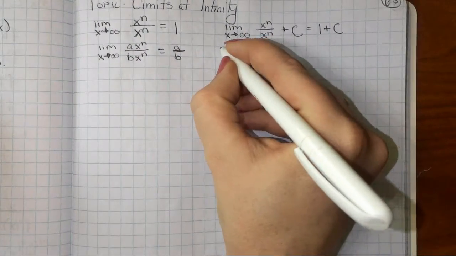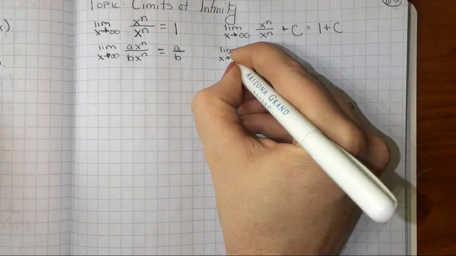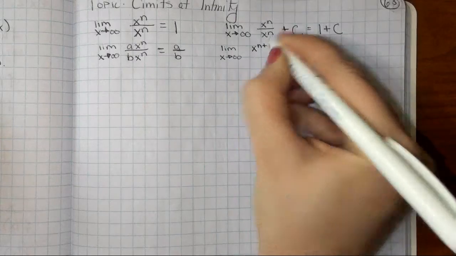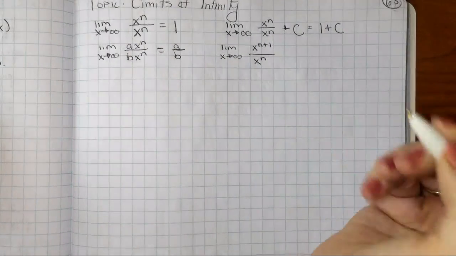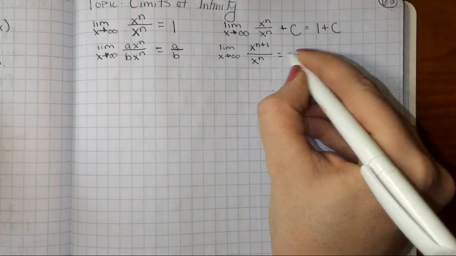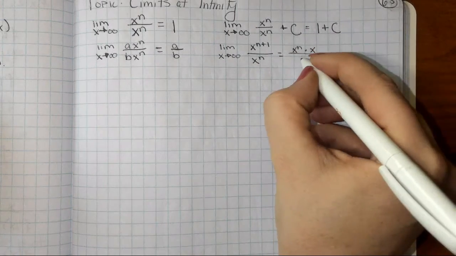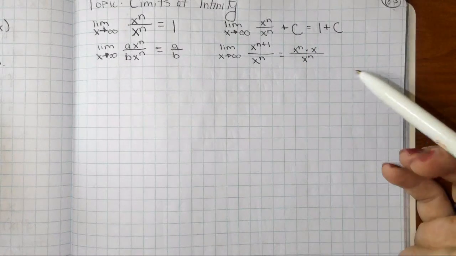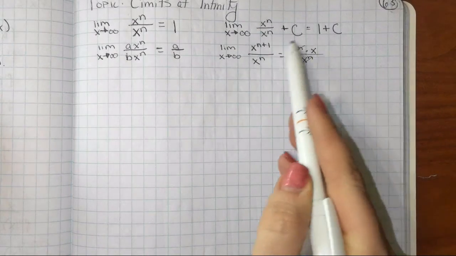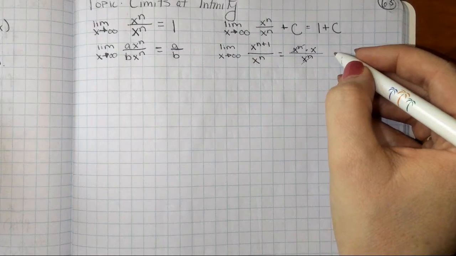Now, what happens if these powers are not the same? So the limit as x approaches infinity, let's say this is just x to the n plus 1 all over x to the n. What you guys need to remember is that this means x to the n times x, all over x to the n. Do we see anything canceling from top to bottom? X to the n. Yeah. So that means as x goes to infinity, what is this going to do? It's going to shoot off to x. In other words, if I plug in infinity, it's going to go to infinity.